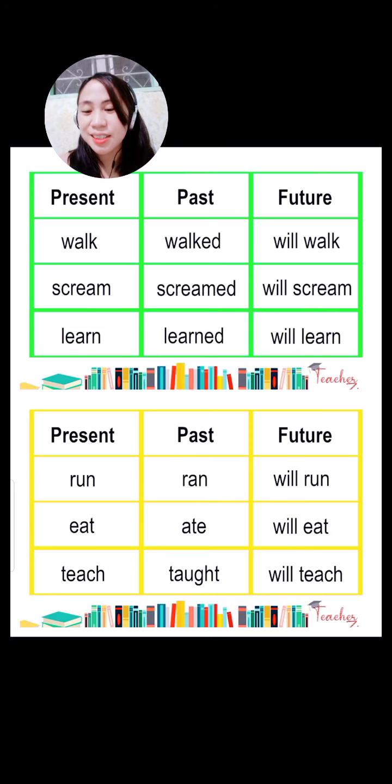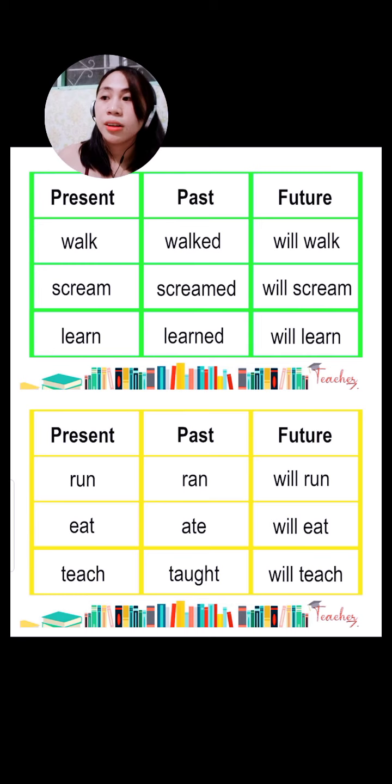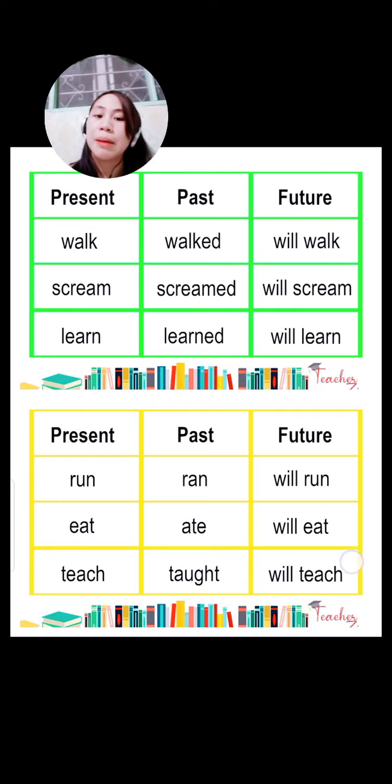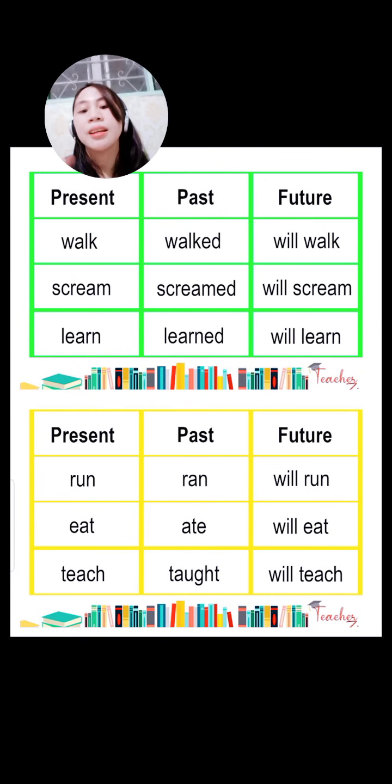Okay, and the last set of words that we got here are teach, taught, will teach. Pretty much the same way. And the only thing that I would want you to notice here again is that these type of verbs, the irregular verbs, actually change the spelling of the word if you're talking about something that happened in the past. It's like run, ran, eat, ate, teach, taught.